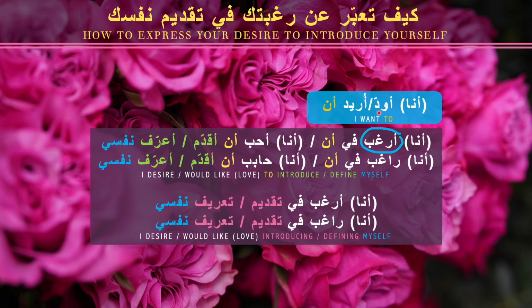If you would like just to say I want, you say أنا أريد. If you would like to say I want to, so to in this type of verbs is turned to be أن. If you would like to say I want to, I would like to, I love to in this meaning or in this context, in Arabic it is أن.